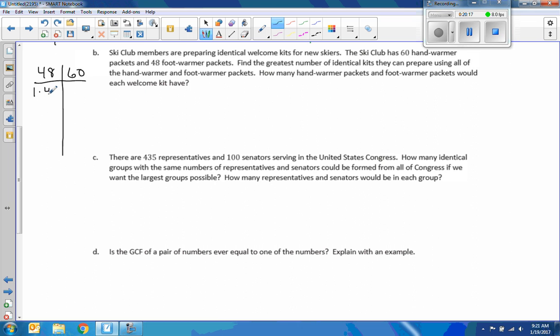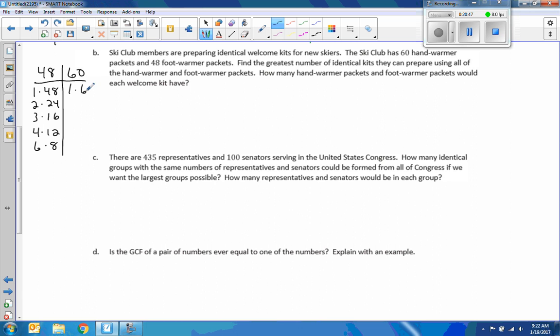Factors of 48: 1 times 48. We could have 2 packs with 24 in it. 3 will go in, because 4 plus 8 is 12 and 3 will go into 12, so 3 will go into 48. 4 will go into 48 twelve times. 5 won't go, because the last digit, 8, is not 0 or 5. 6 times 8 is 48, and then we're at 9, and then we're repeating, so that's it.